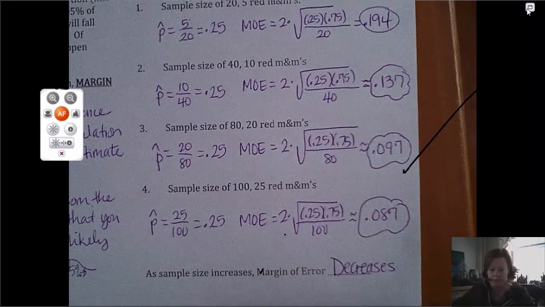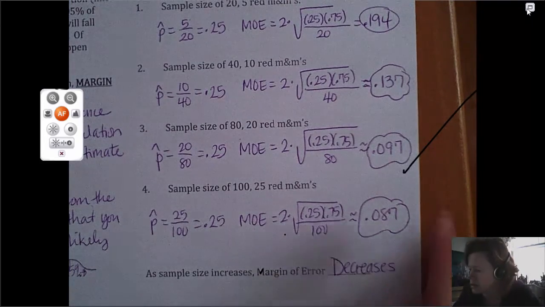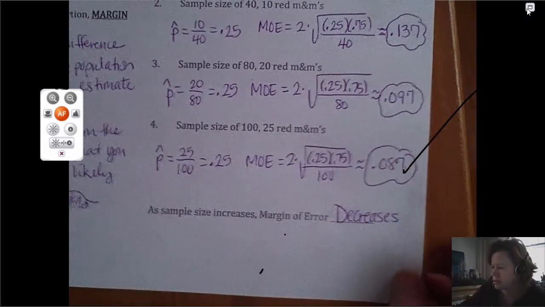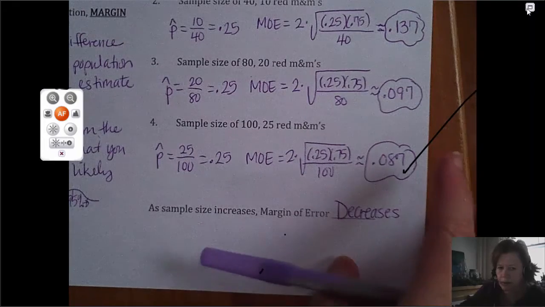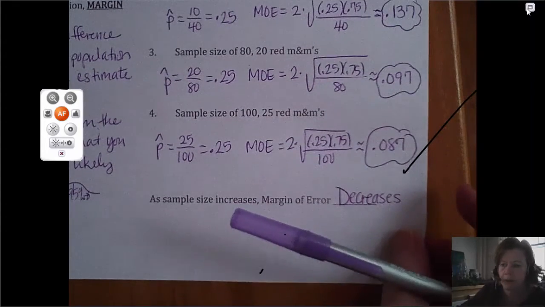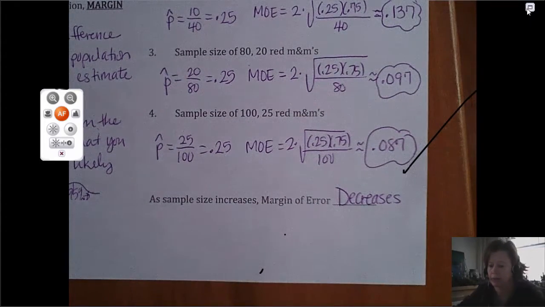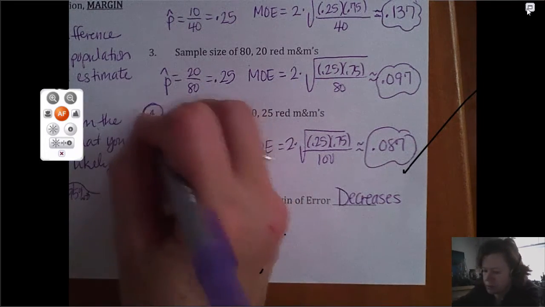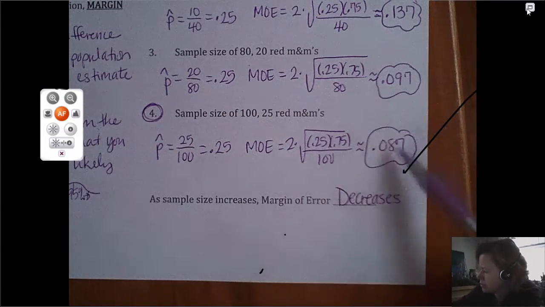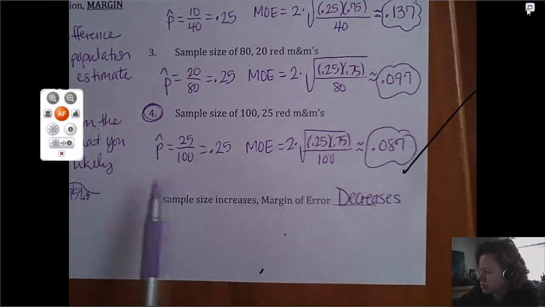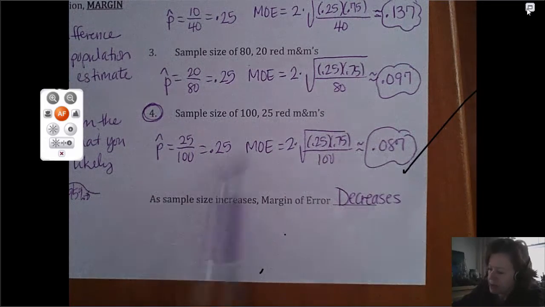Math is consistent. So the last thing I need you to do today, and I'm going to talk about it briefly in the video and we'll do much more with it in class tomorrow, is really, who cares? Like, when am I going to do this? What is this really telling me? Well, let's use our numbers from number 4 above and think about this. Since our margin of error is 0.087 and I had a proportion of 0.25, I would say something like this.